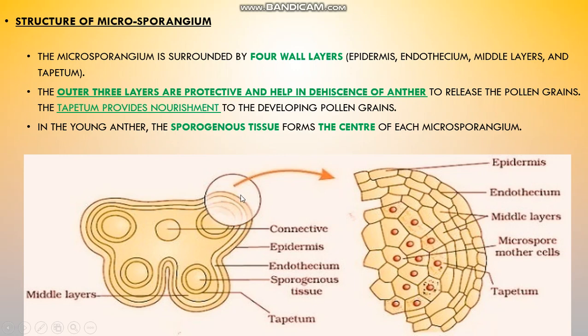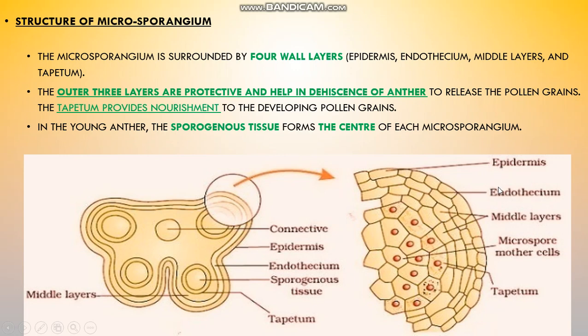Now, if we take a small section of one of the microsporangia and observe its enlarged view, each microsporangium is covered with 4 wall layers. The outermost wall layer is epidermis. Inner to the epidermis is the next layer known as endothecium. Inner to endothecium, there are 1 or 2 cell layers known as middle layers.